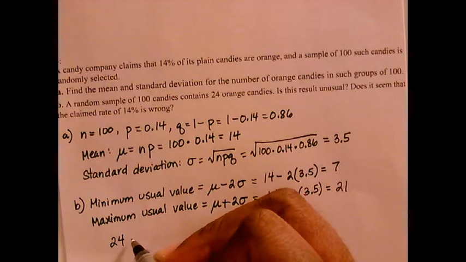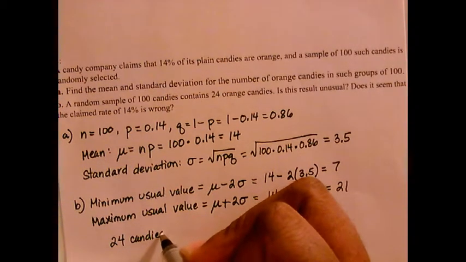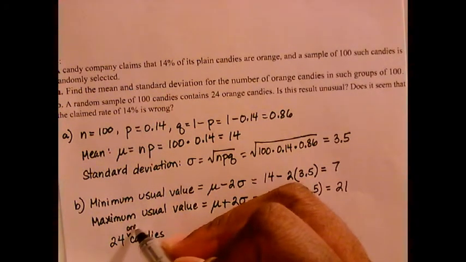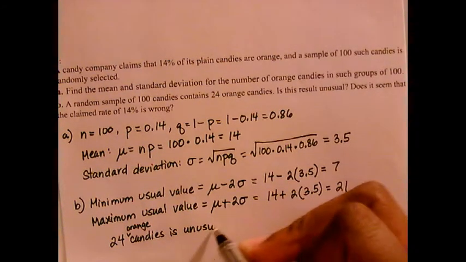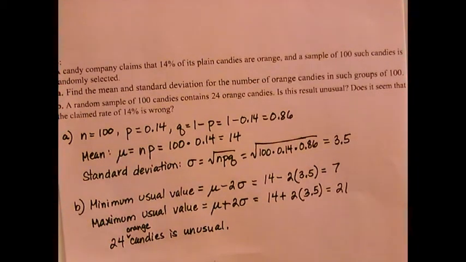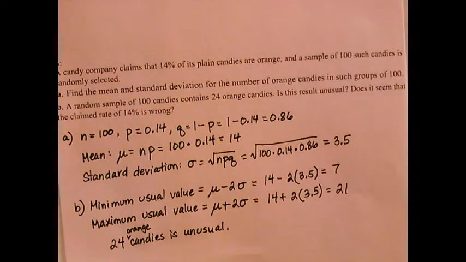So 24 orange candies is unusual. And by this particular situation, we can say that the claim that 14% of the plain candies are orange would be wrong, because we came up with an unusual number of 24. That 24 is outside those limits of 7 to 21. Okay.